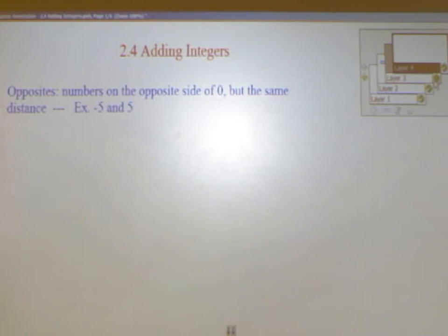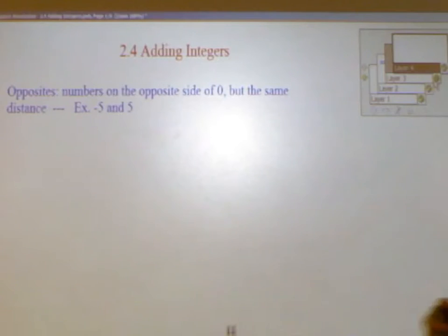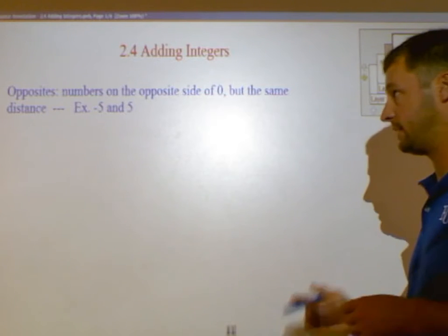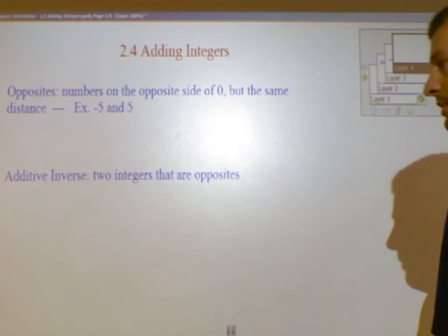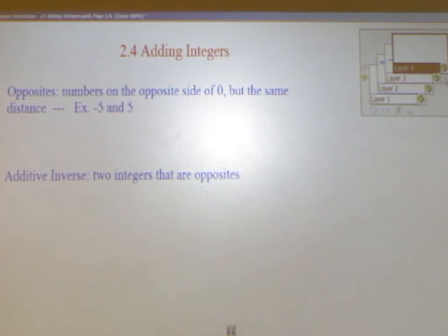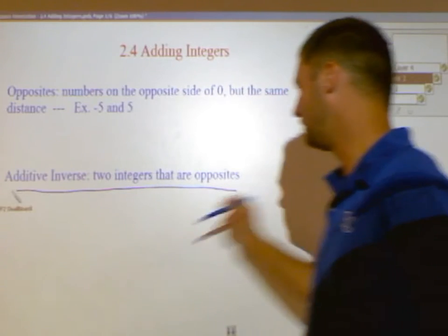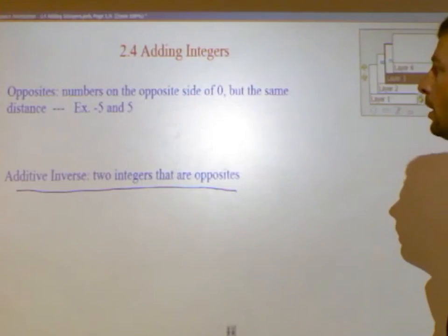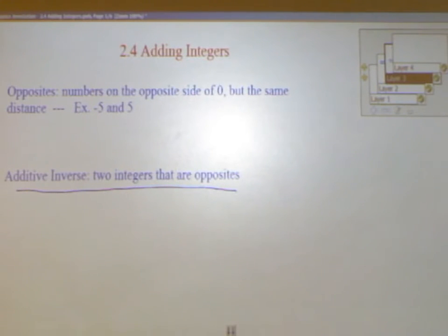Okay, and so that goes into the absolute value, where we have 5 and negative 5, the same distance from 0, but they're opposite of each other. Exactly opposite, exactly the same distance apart. The other vocab word is the additive inverse. The additive inverse is two integers that are opposites. Negative 5 and 5 would be additive inverses of each other.